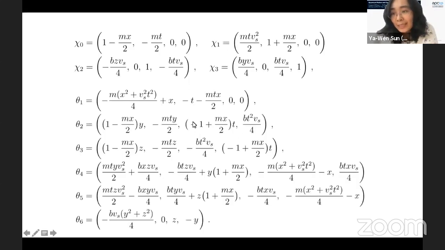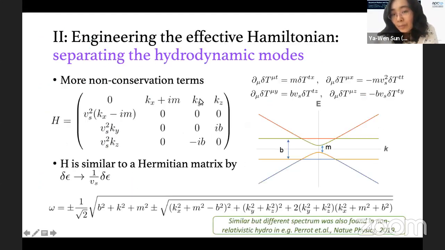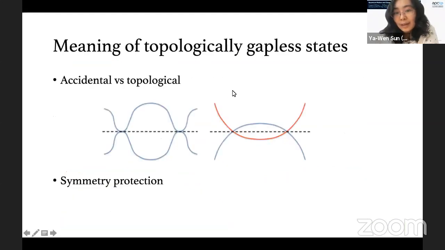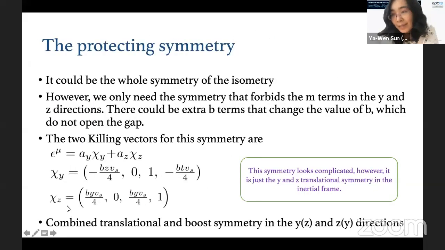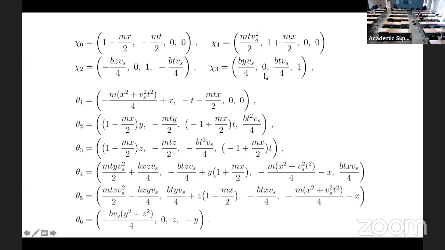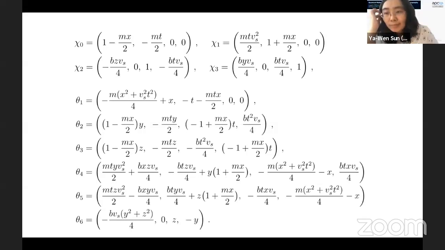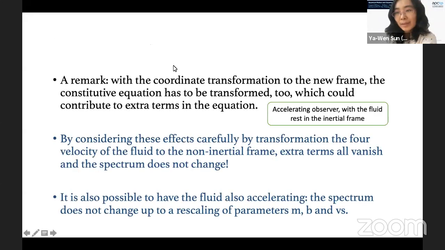But the symmetry that we need to forbid the mass terms in y and z directions are only two of them, the chi2 and the chi3, only these two. So what you are saying is chi2 and chi3 is the symmetry that leaves the spectrum invariant? All of this leaves the spectrum invariant. Oh, all of them. Yeah, these two forbid the mass term in y direction.